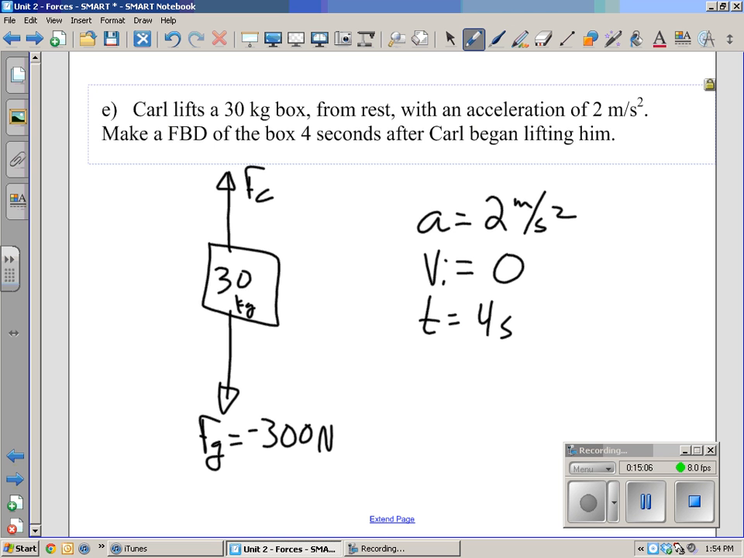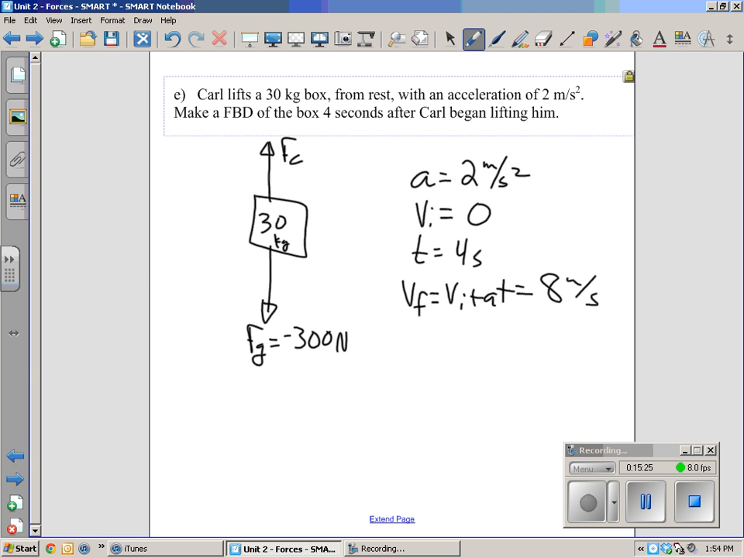Hopefully you're seeing this and going, oh, I can find the final velocity. So we can do that. Right? So let's take a second to do that. VF equals VI plus A times T. So it's going to get to a velocity of 8 meters a second. But our drawing's still not done because we don't know the force of Carl. Okay? So let's find our force of Carl.